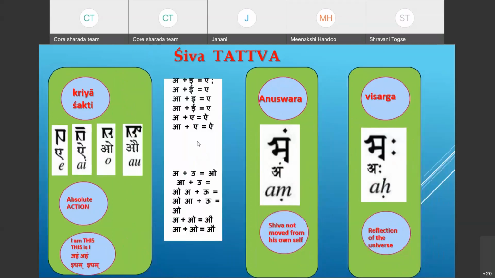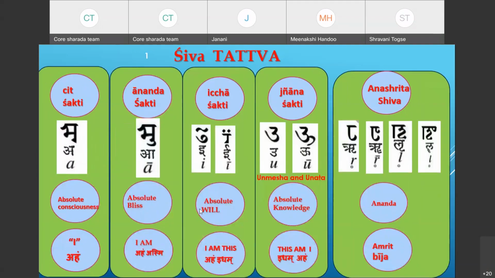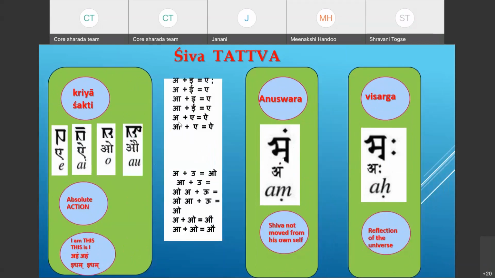The next state is Kriya Shakti, because first it was Ichha Shakti, then the supreme knowledge, then that knowledge gets transformed into action, right? The absolute action, which is A, I, O, and Au. As I also explained when we were doing this, these A, I, O, and Au are combinations of all these previous ones, either Jnana Shakti with Ananda Shakti or Ichha Shakti with Chit Shakti. So these combine and make these 4 Kriya Shaktis.